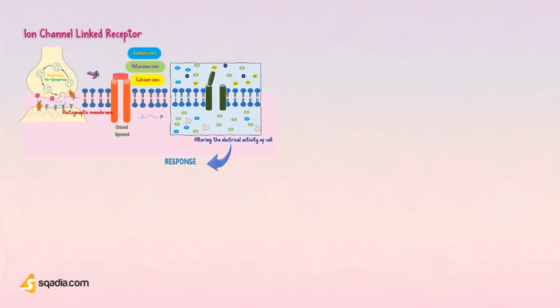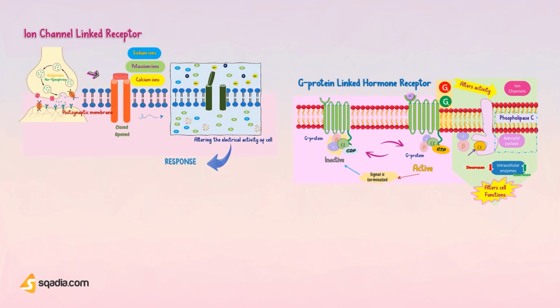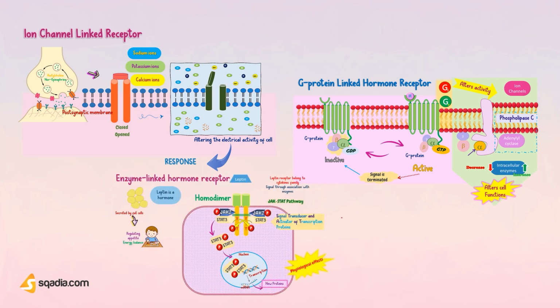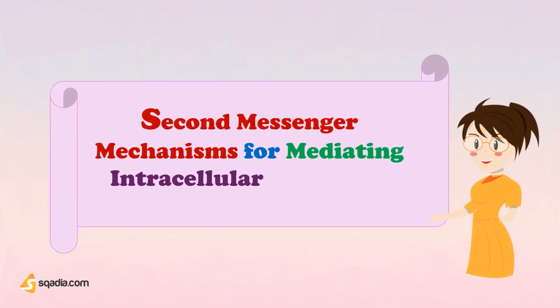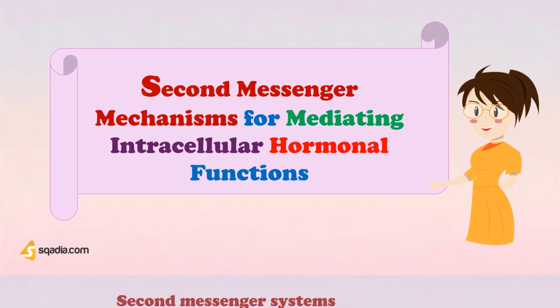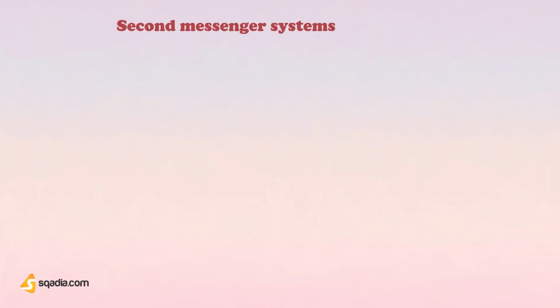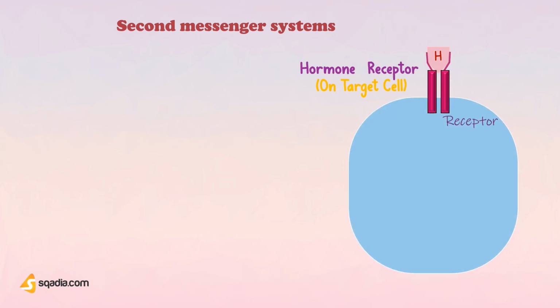So this was all about hormone receptor interactions at the cell membrane, where we have discussed ion channel-linked receptors, G-protein-linked hormone receptors, and enzyme-linked hormone receptors. Now we will be looking at second messenger mechanisms for mediating intracellular hormonal functions. I hope these second messenger systems are very familiar to you, but now we will discuss them as the main focus of hormonal signaling.